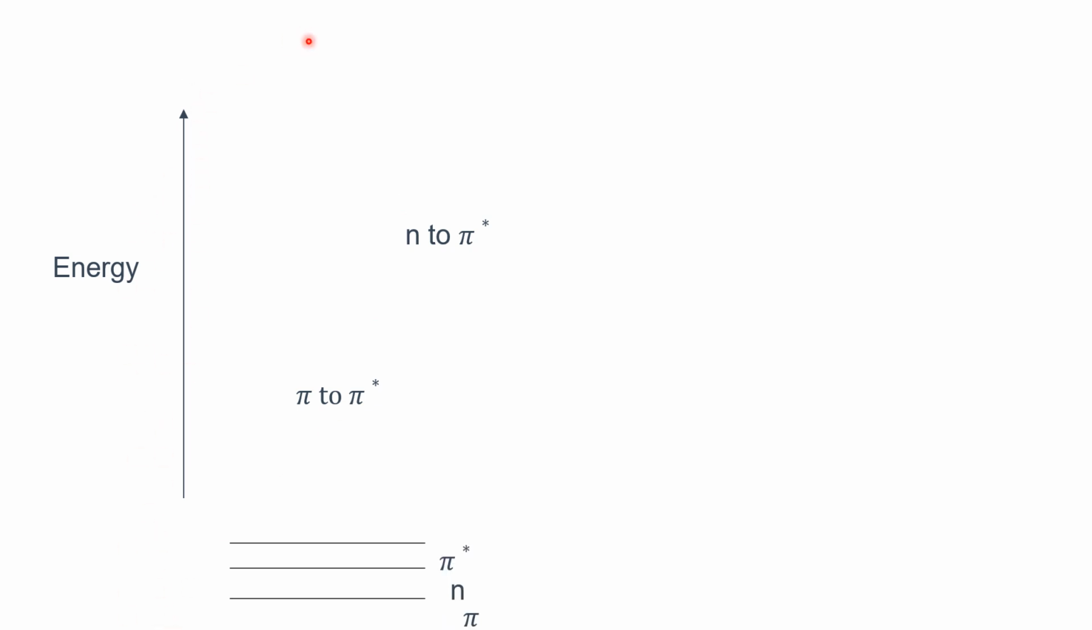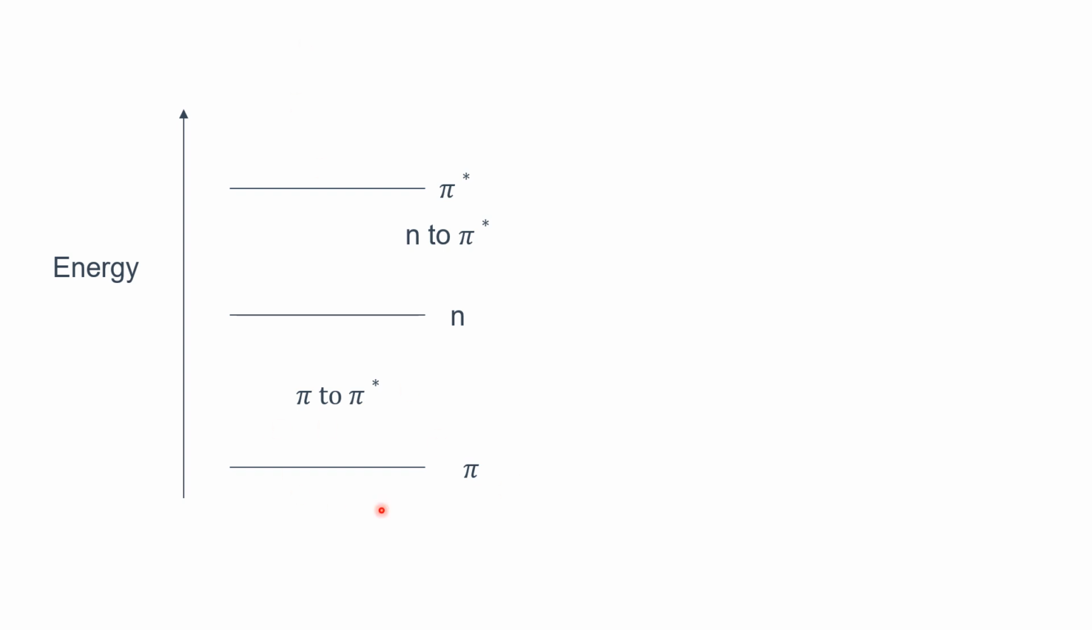Now we can see this energy diagram. So this is the energy level diagram. From here the energy level goes up, so it increases like this. And these are the various levels: pi, n and pi star. This is the pi bonding orbital, this is the non-bonding electron orbital, and this is the pi anti-bonding orbital. So we can see the pi to pi star transition, the delta E of it is large. And this is the n to pi star transition.